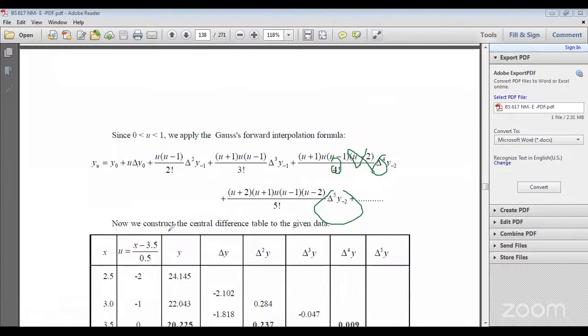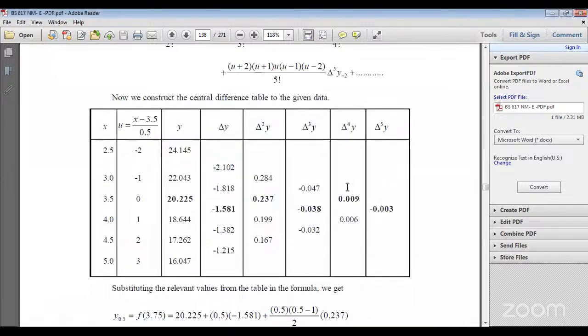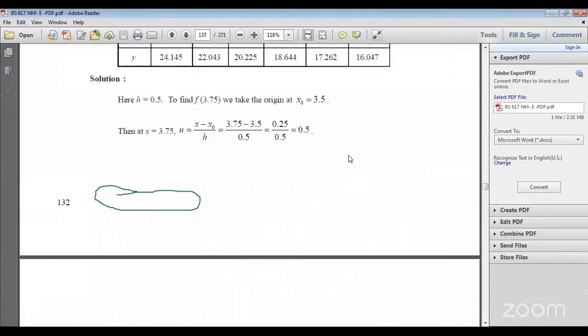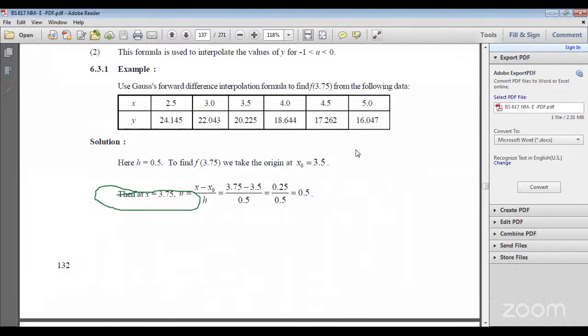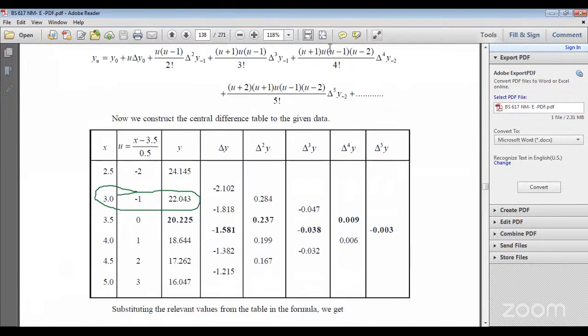Now we consider the difference table with the given data. X equal to 2.5, 3, 3.5, 4, 4.5, 5, and u equal to minus 2, minus 1, 0, 1, 2, 3. Y is equal to 24.145, 22.043, 20.225, 18.664, 17.262, 16.407. Because I am taking 3.5 as 0, so 20.225 I am taking here. The values are assembled, but I am taking 3.5 as 0, now minus 1, minus 2.